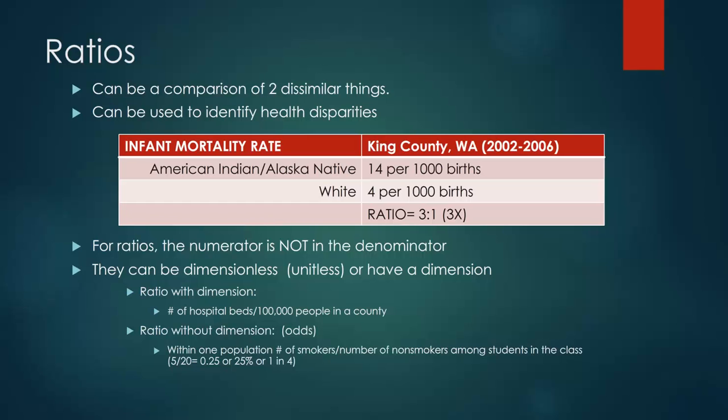Ratios are used in public health to identify disparities. An example of this would be an analysis of infant mortality by race. In King County, for the combined years of 2002 through 2006, infant mortality among American Indians and Alaskan Natives was 14 per 1,000 births, whereas it was 4 per 1,000 births for whites. This is a ratio of 3 to 1, or 3 times the infant mortality for American Indians and Alaskan Natives compared to whites in King County.